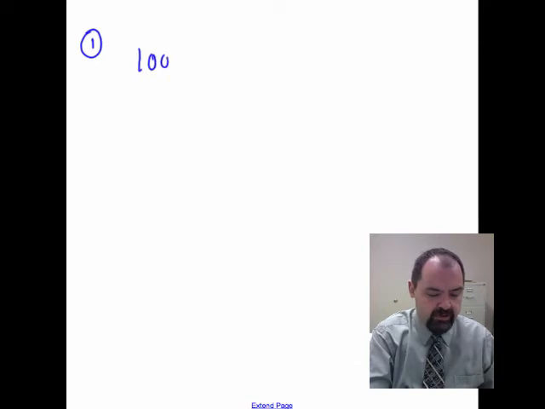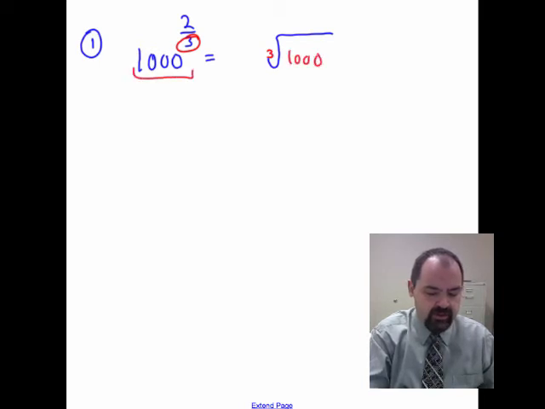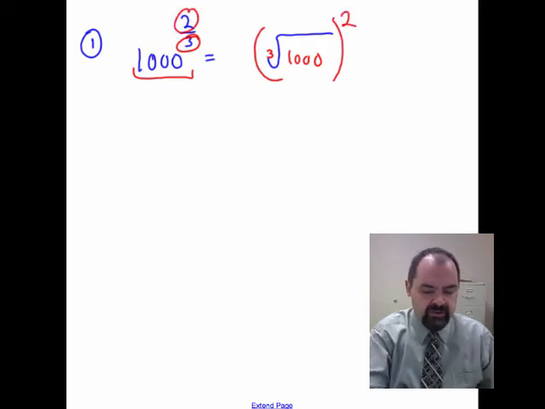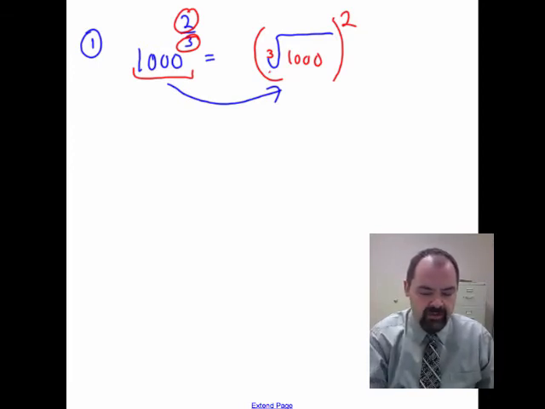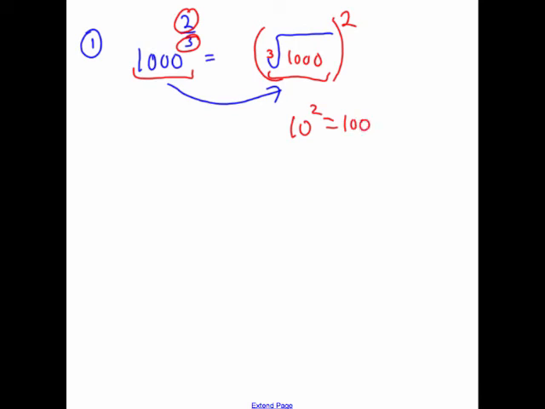So if I have 1,000 to the 2/3 exponent, that's equivalent to a radical with an index of 3, a radicand of 1,000, and then the entire thing is squared. So this is just a conversion process from exponential form over to radical form. Alright, the cube root of 1,000 is a perfect cube, that's 10, and then squared would be 100.